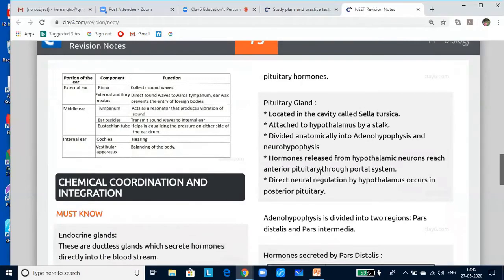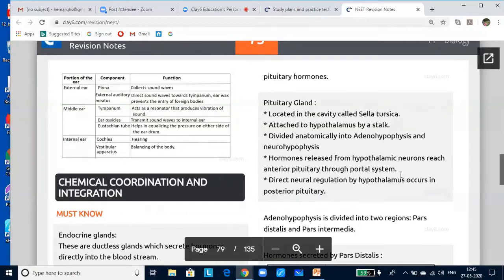So it is a master gland. It is located in a cavity called sella turcica. It is attached to the hypothalamus by a stalk. And if you look anatomically, it is divided into adenohypophysis and neurohypophysis. Hormones released from hypothalamic neurons reach the anterior pituitary through the portal system. Direct neural regulation by the hypothalamus occurs in the posterior pituitary.